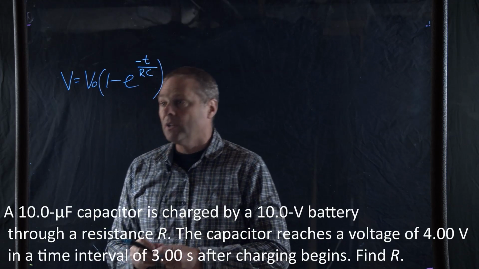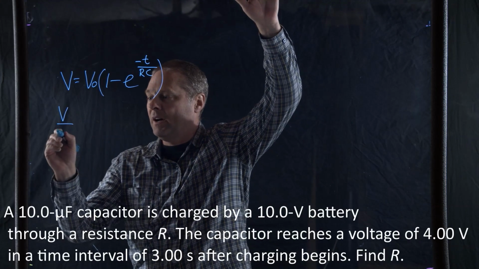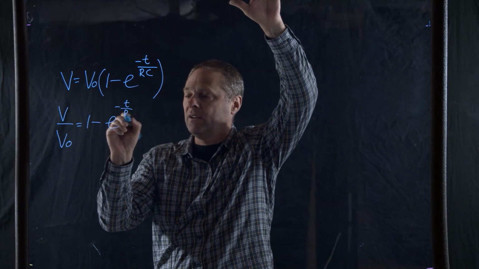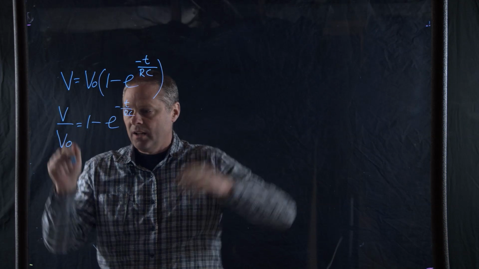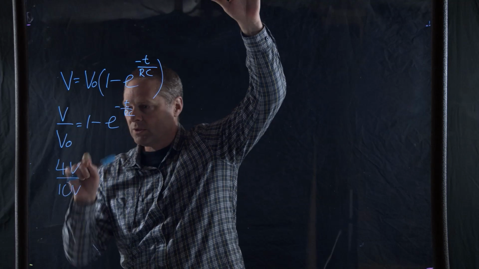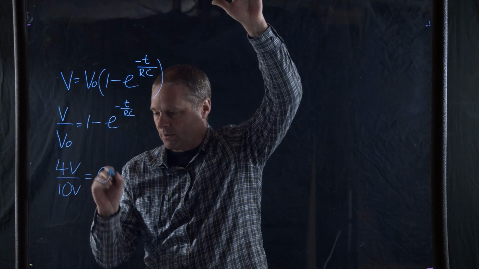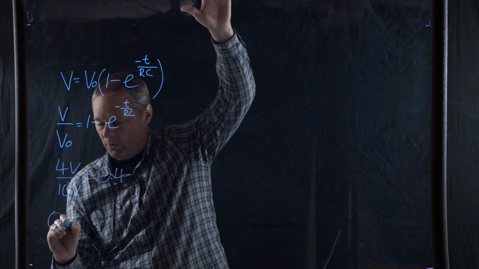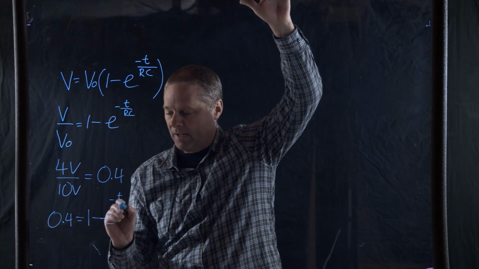So what I can do is divide both sides by V naught. So I get V upon V naught is equal to 1 minus e to the minus t upon RC. We know V over V naught is 4 volts divided by 10 volts, so this becomes equal to 0.4. So we have 0.4 is equal to 1 minus e to the minus t upon RC.